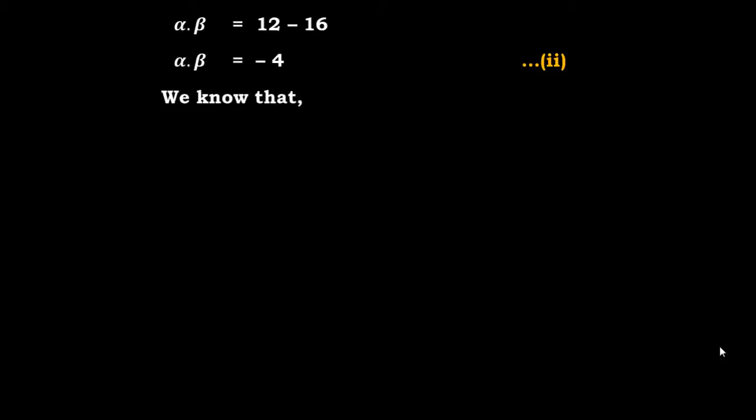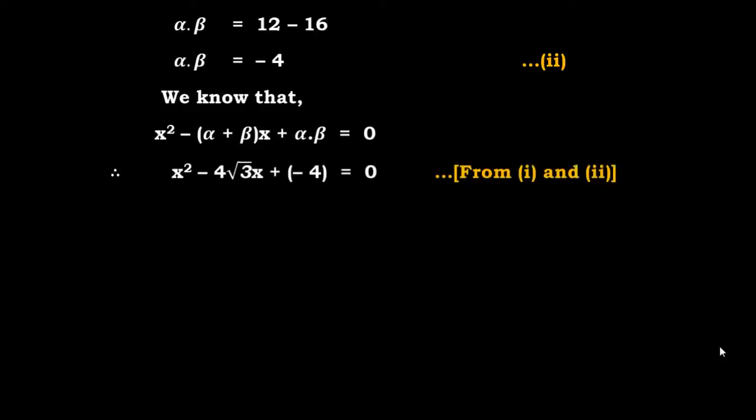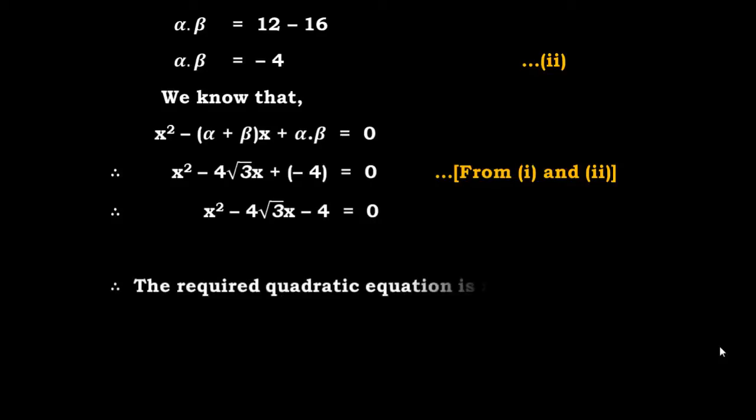Now, we know the formula x square minus (alpha plus beta) into x plus alpha into beta. Alpha plus beta, we can substitute the value from equation 1 and 2. X square minus 4 root 3x plus minus 4 is equal to 0. Plus minus becomes minus. So, x square minus 4 root 3x minus 4 is equal to 0. Therefore, the required quadratic equation is x square minus 4 root 3x minus 4 is equal to 0.